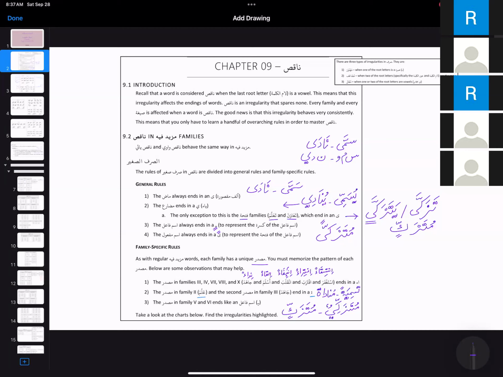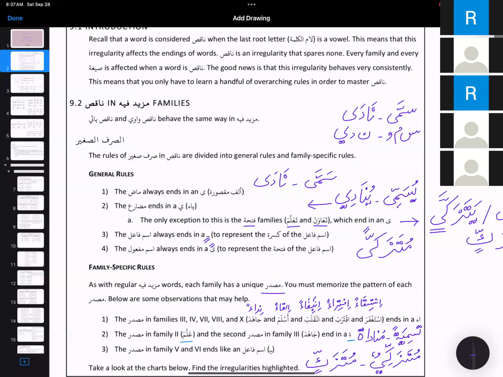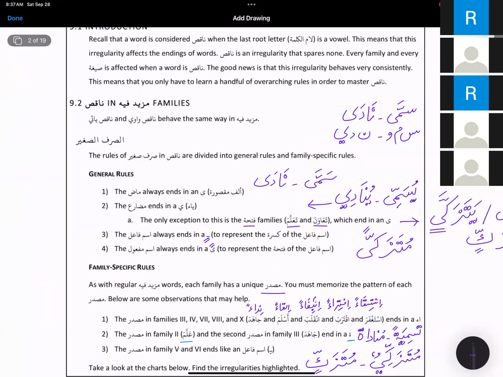And now look at the Mazid Fihi families. In Naqis, Wawi and Yai both are going to behave the same in Mazid Fihi. Doesn't matter if it is Wawi or Yai, they behave the same way. So that is good news for us. Then we are going to observe Sarf Saghir first, and then go to Kabir. The rules of Sarf Saghir in Naqis are divided into general rules and family specific rules. So general rules are that Madi always ends on alif maksura.